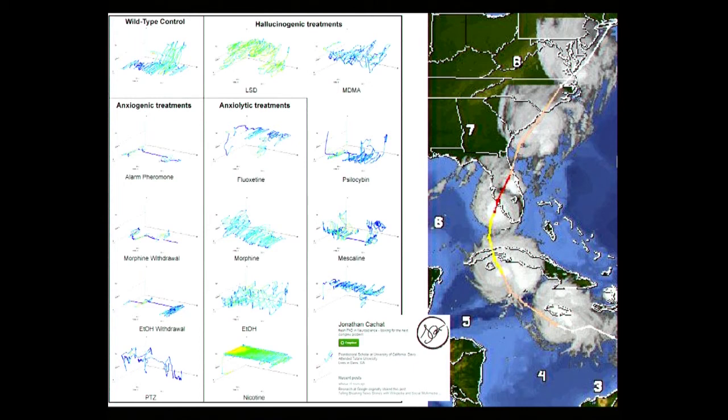If we take a modern day example, this is by Jonathan Cachet, who's a neuroscientist postdoc. This is your zebrafish. This is your zebrafish on drugs. If you are trying to make a machine algorithm that figures out what drug your zebrafish took based on how erratically it's swimming, it turns out that you can extract a machine algorithm from the weather that looks at the way that a hurricane moves and figures out something about the storm based on its movement.